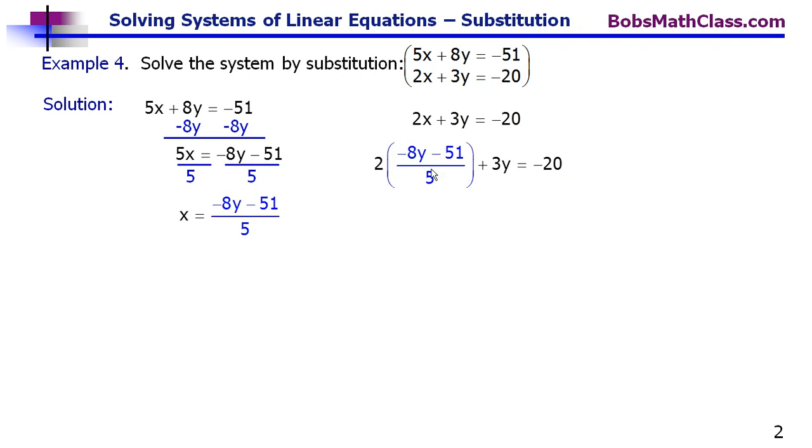Now distribute the 2 in the numerator. Two times negative 8y, negative 16y, and 2 times negative 51 is negative 102 over 5. Remember, there's a 1 below this 2, so 1 times 5 is just 5.